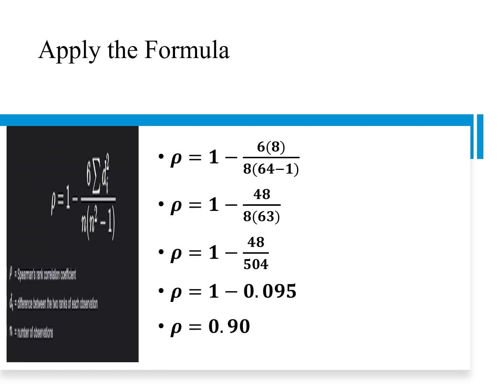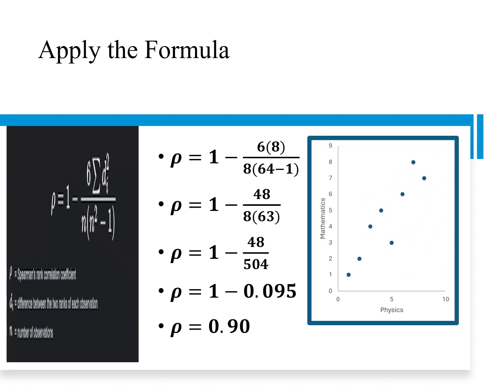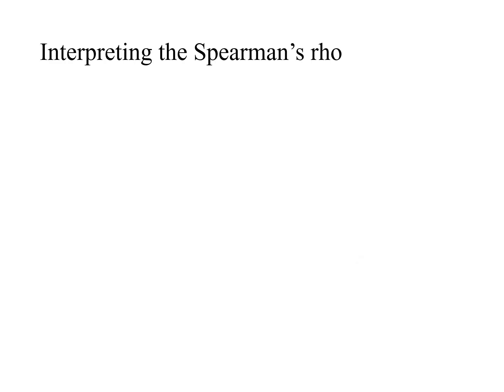Finally, we subtract 0.095 from 1. This results in the Spearman's rho value of 0.90. With our calculated Spearman's rho value of 0.90, the next crucial step is to interpret this result. This slide guides us on how to understand both the direction and the strength of the correlation.